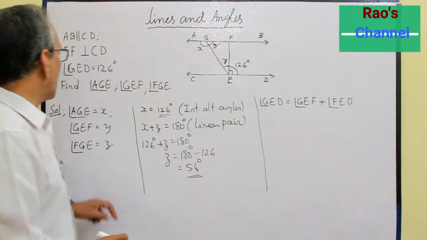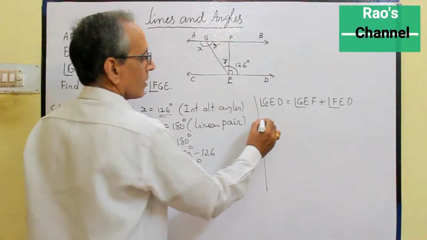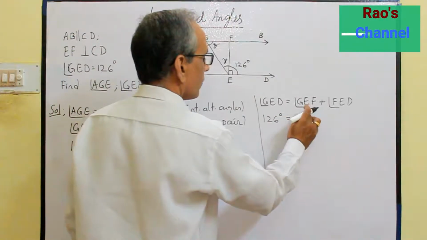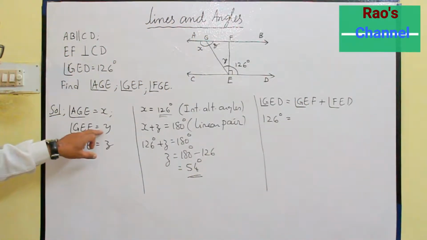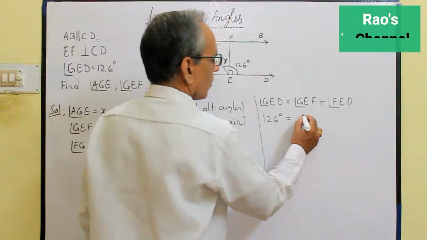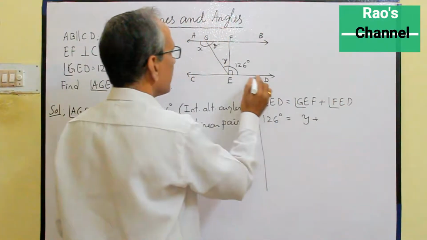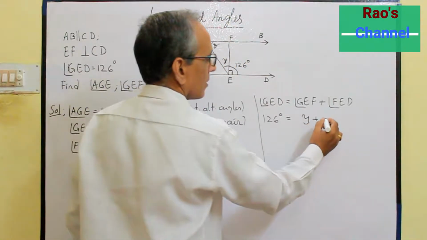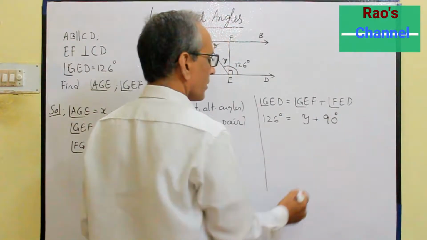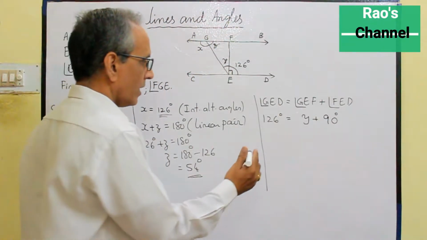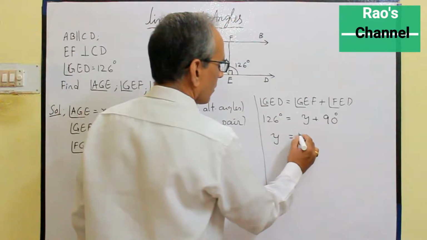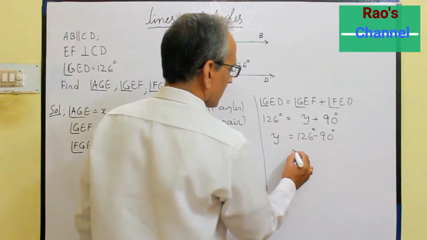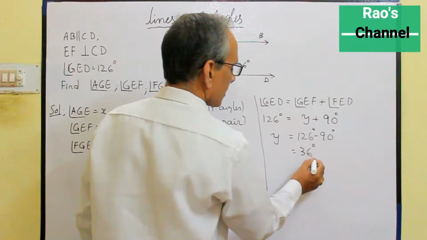Angle GED is already known to be 126 degrees. So 126 degrees is the sum of angle GEF, which we already defined as Y, plus angle FED. See in the diagram, this is 90 degrees, already marked. So we know clearly how to get Y now. Y is equal to 126 minus 90 degrees, that is 36 degrees.